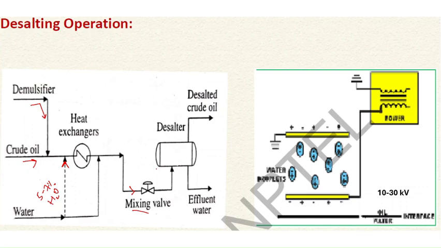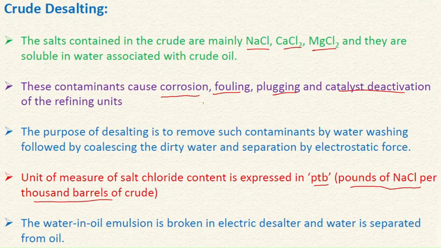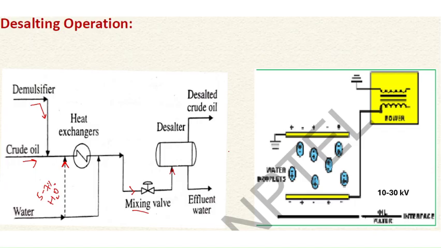So basically, now it is a water and oil emulsion, and then this mixture is taken to a desalter where we provide electrostatic charge. A charge of 10 to 30 kilovolt electrostatic charge is provided. With this electrostatic charge, it is showing here that these will coalesce the dirty water. The water droplets will get coalesced with each other, and it will form two layers. Firstly, it is a mixture, a water and oil emulsion, but after providing this electrostatic charge, separation of this water from oil happens.